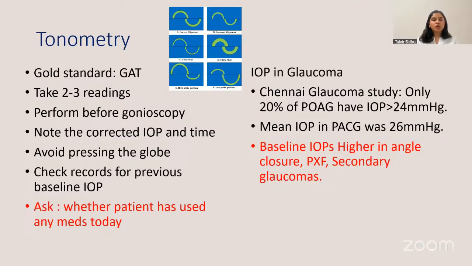So before doing your gonioscopy, you have to do your tonometry. Gold standard is GAT. I think we all know how to perform GAT. I want to tell you that you should at least take 2 to 3 readings, and you should avoid pressing the globe. Also, after you clean your prism, you should wait for at least 1 minute so that you do not cause an epithelial defect, because that shows very poorly if you've caused an epithelial defect just doing a tonometry.